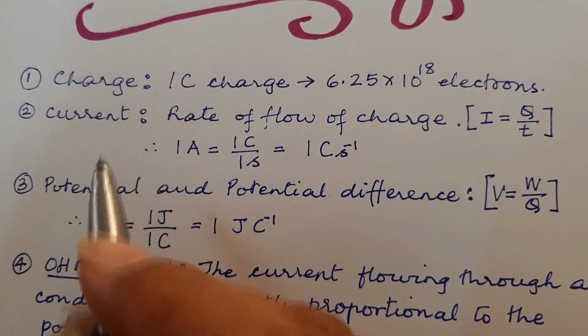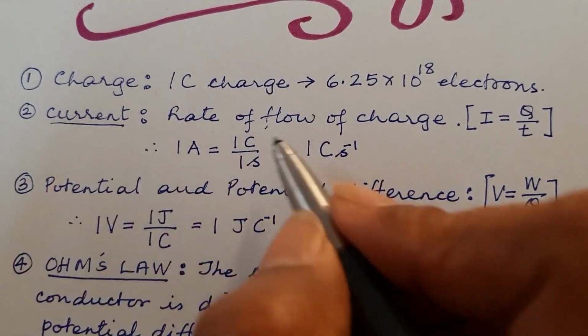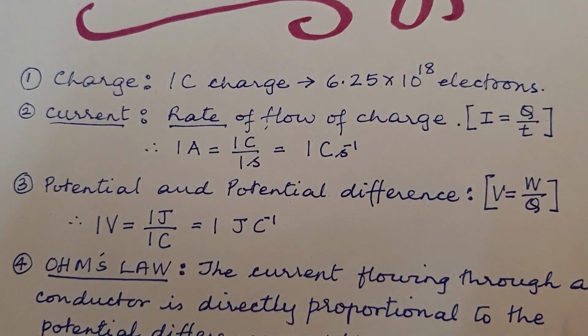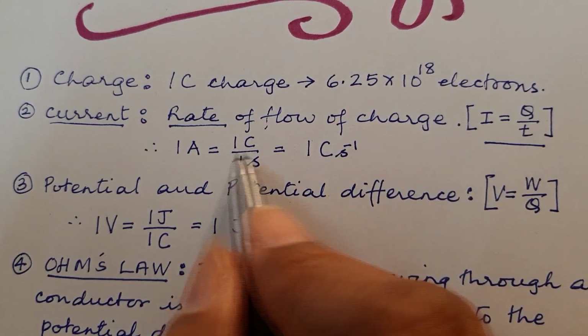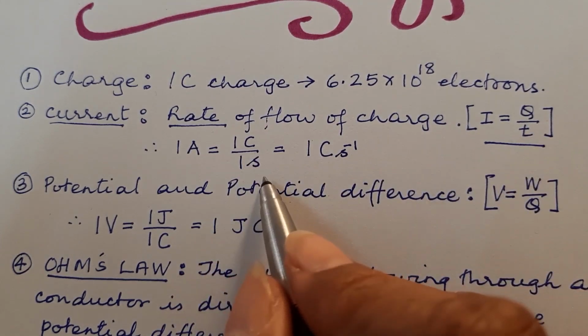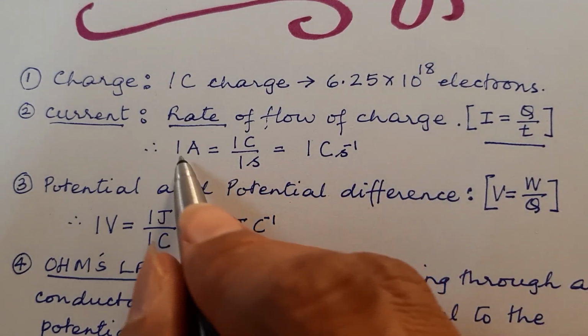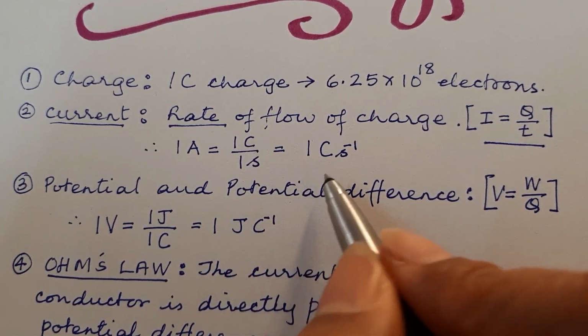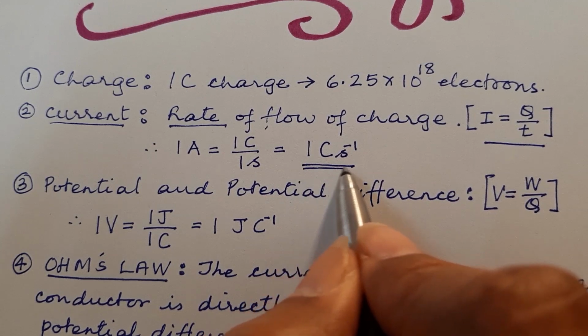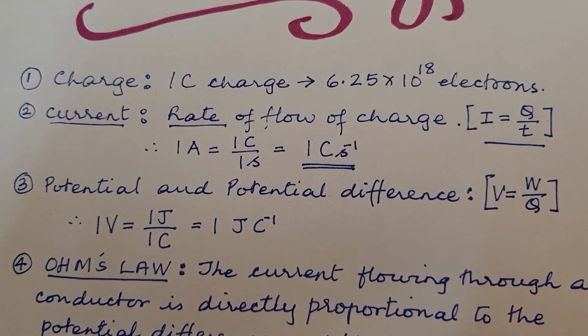2. Current. Now current is the rate of flow of charge, and so our formula becomes I is equal to Q upon T. Unit wise I will be 1 ampere, Q will be 1 coulomb and T will be 1 second, and so you'll have 1 ampere equal to 1 coulomb upon 1 second, that is 1 C per S. Now these ones are all objective questions, fill in the blanks, etc. that you have to be ready with.